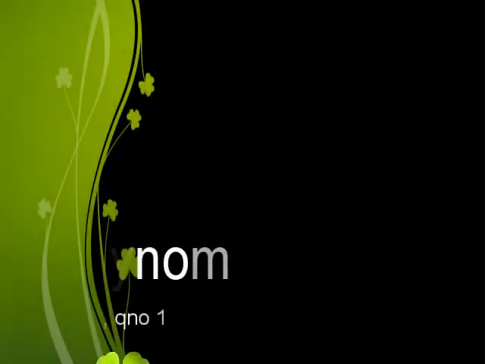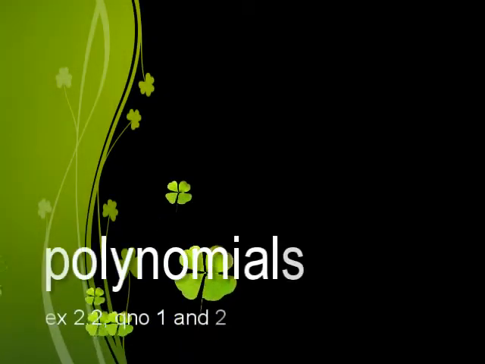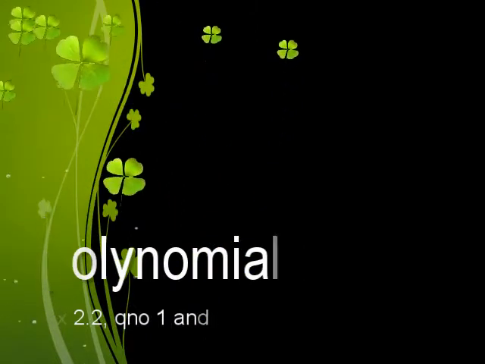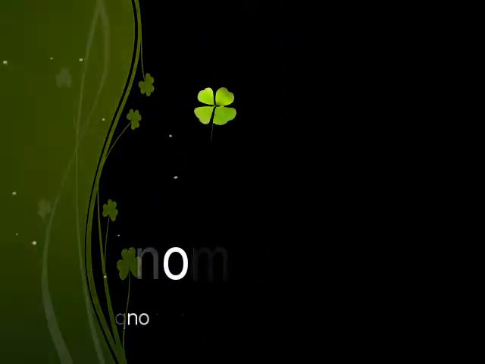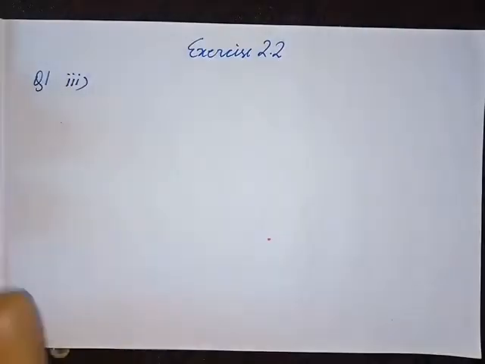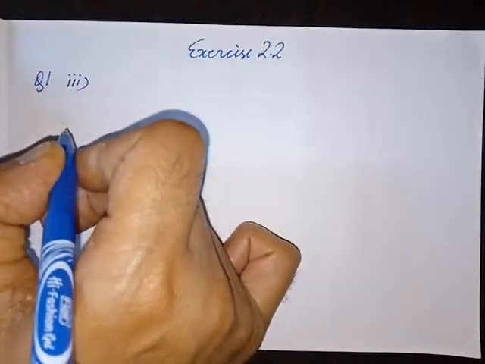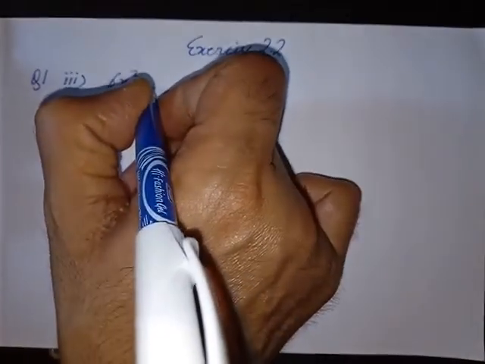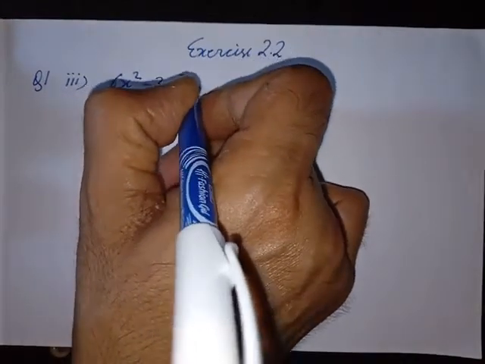A few more sums from exercise 2.2. We will be doing question number 1, part 3. Now the polynomial given is 6x square minus 3 minus 7x.